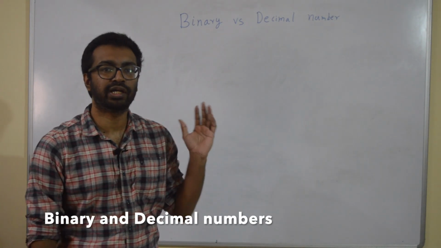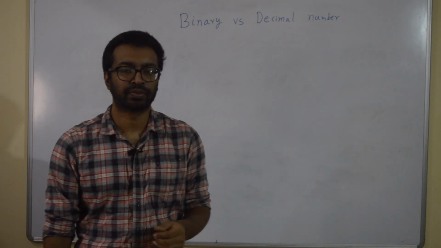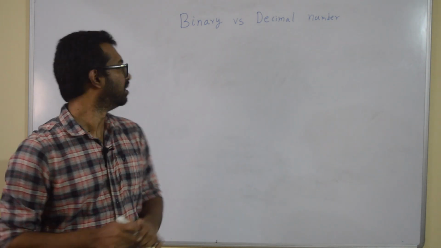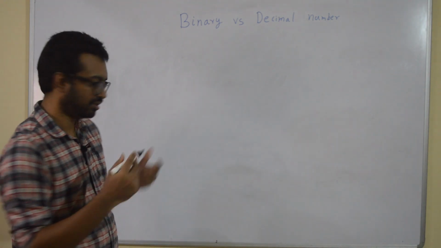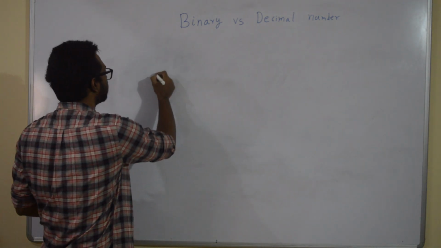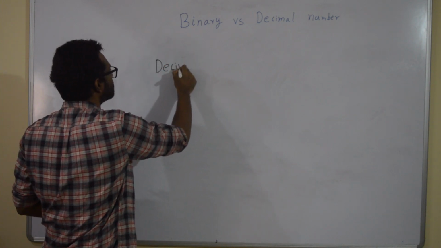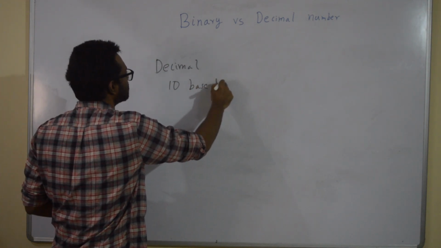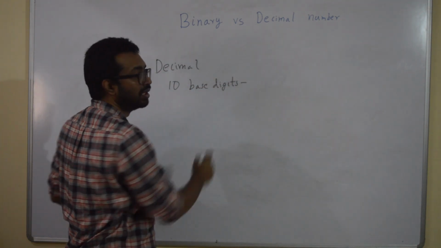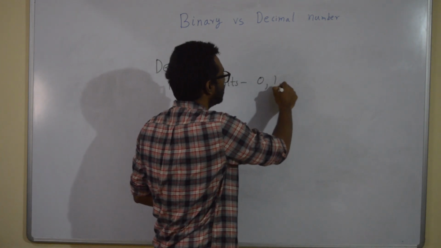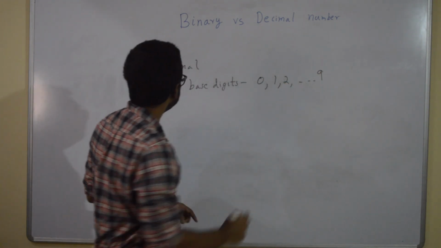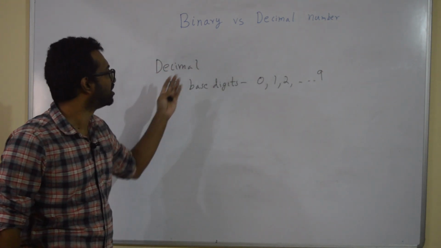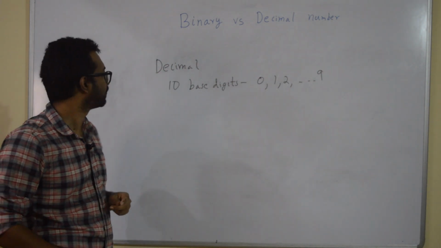Hello, we'll be looking at decimal numbers and binary numbers. So what are decimal numbers first? Decimal numbers are something which you have all seen. It's based on 10 base digits: 0, 1, 2 up to 9. Deci means 10, so it's called decimal because of 10 base digits.